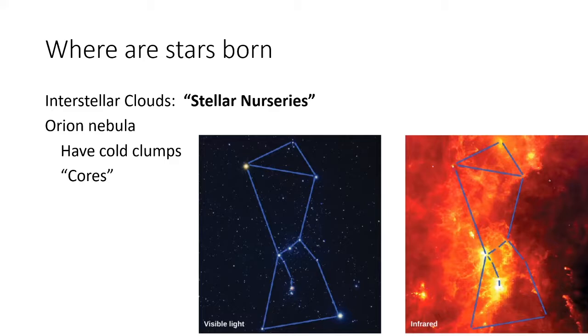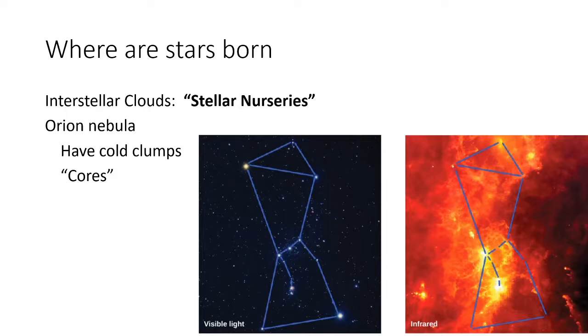So, stars have to start somewhere. They have to be born somewhere. And they're born from interstellar clouds. That means clouds between the stars. And they're called stellar nurseries. And one such stellar nursery that's kind of familiar is the Orion Nebula. So if you know the constellation of Orion, you might know Orion's belt here.